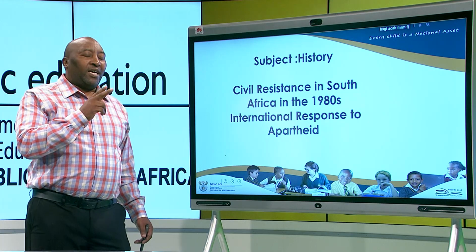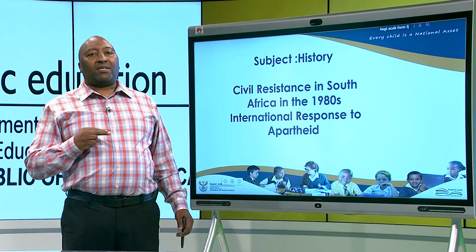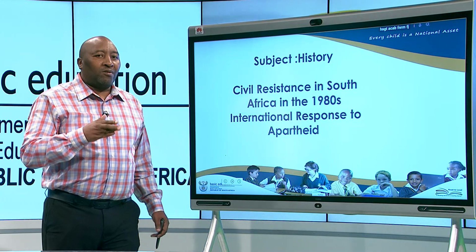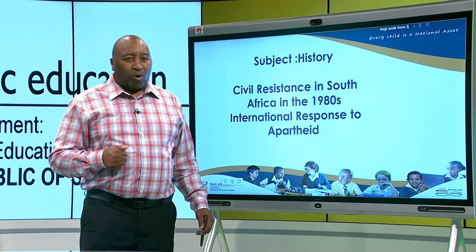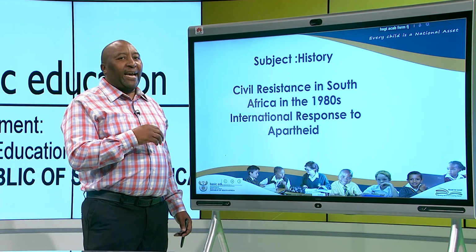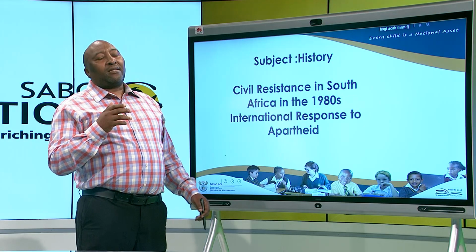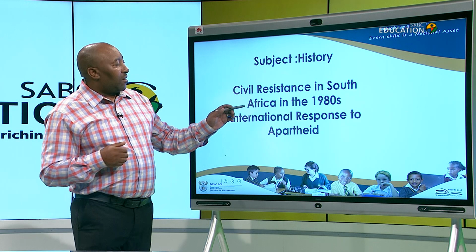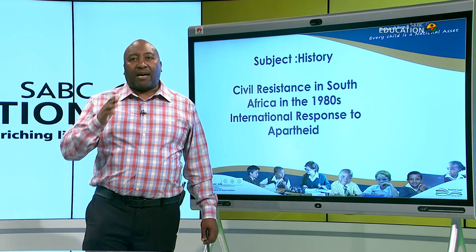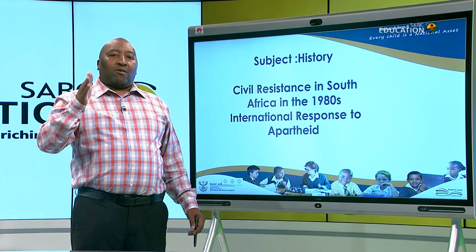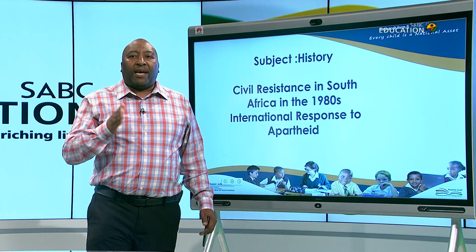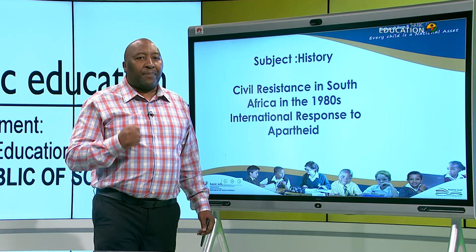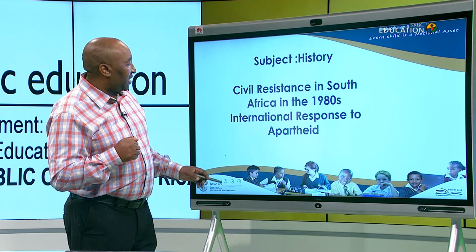This section is divided into two according to our CAPS policy document. We've got internal response to apartheid. We also have international response. But for our exam guidelines this year, our focus is on the international response. It's civil resistance in South Africa in the 1980s. Our focus in the period of the 1980s is how the international community impacted negatively on the apartheid government.